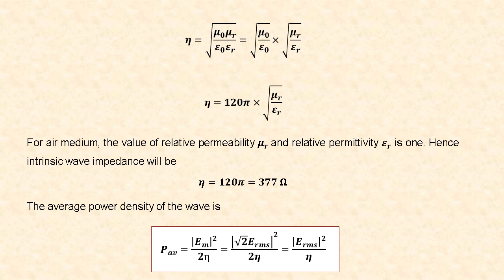Now the average power density of the wave is P average is equal to Em square by 2 into eta. Here Em is the maximum amplitude. In terms of RMS value, Em can be written as square root of 2 into E RMS. Hence the average power density of the wave in terms of RMS value is E RMS square by eta.